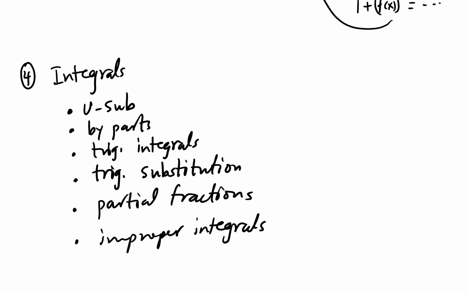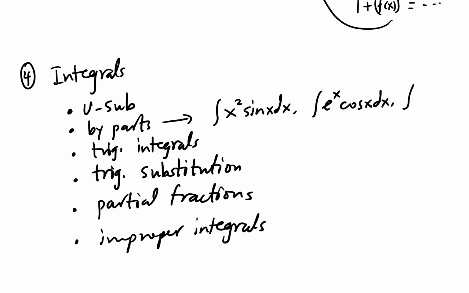So u sub is the easiest. That's why I try it first. I look at it. Does it work with u sub? Oh, it doesn't work, because it takes 5 seconds to check. If not, you want to look at by parts. Usually by parts, if you have something like x squared, let's say sine x, or like e to the x cosine x, usually a function with another function, or ln of x over x squared, or something like that.